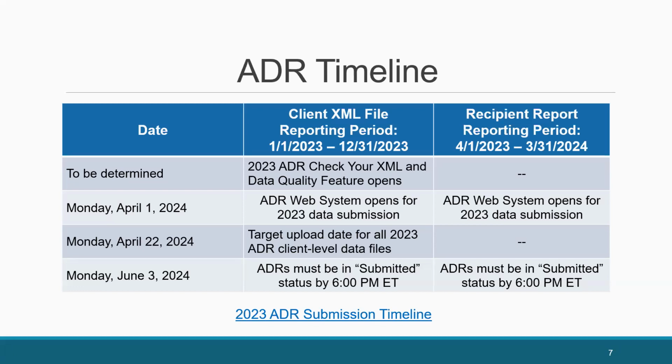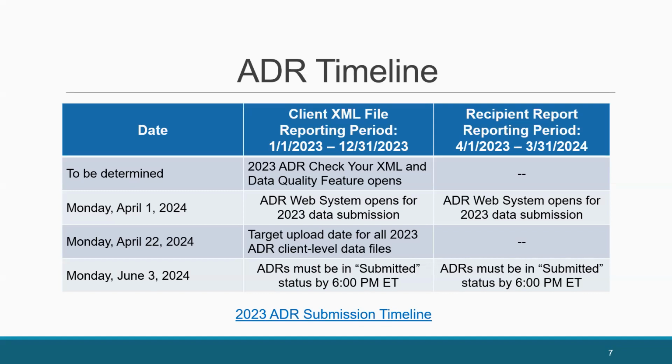Okay, so this is the ADR submission timeline for this year. Beginning with the Check Your XML tool opening date, that's not yet set. Please do keep a lookout for an update for when it will open, possibly January or February. The Check Your XML is a great tool. It's an important tool for you to start checking your data quality before the ADR system actually opens. So in January or February, you'll be able to test your client level data files to make sure that they comply with the ADR XML schema.